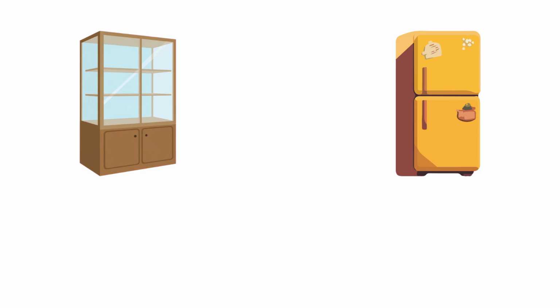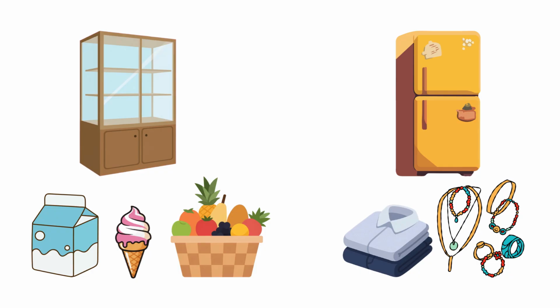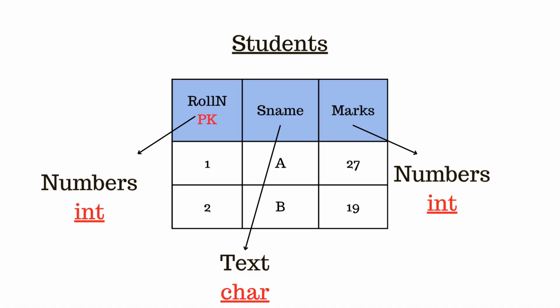Let's say I have a cupboard and a refrigerator. What if I store milk, ice cream, fruits, and vegetables in the cupboard and my clothes, jewelry, and other accessories in the refrigerator? Will it work out well? Not really, isn't it?